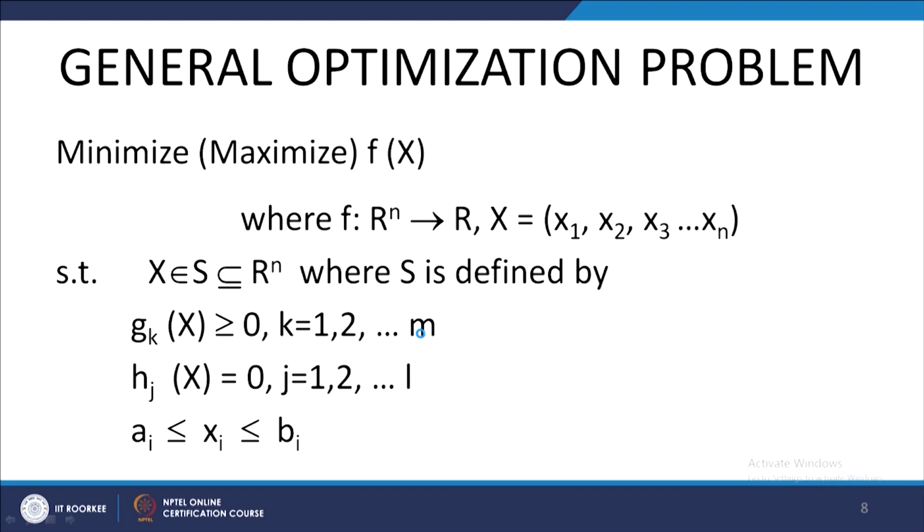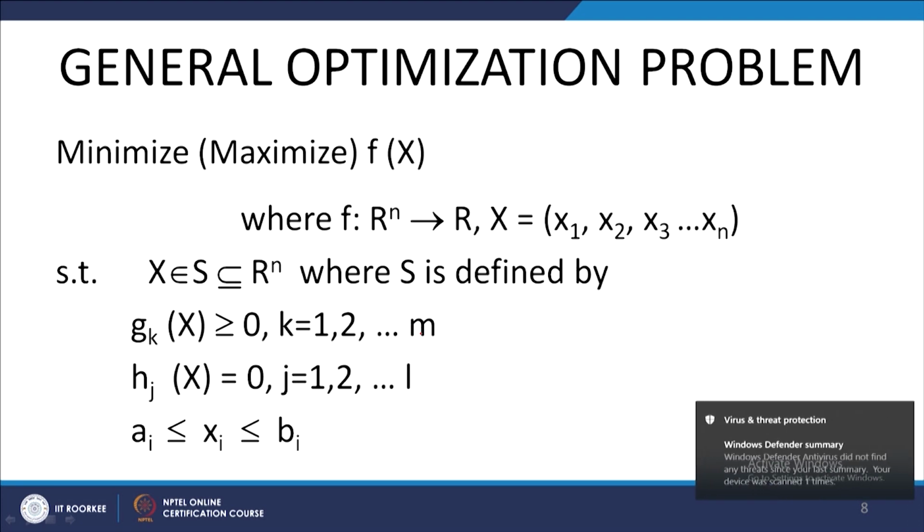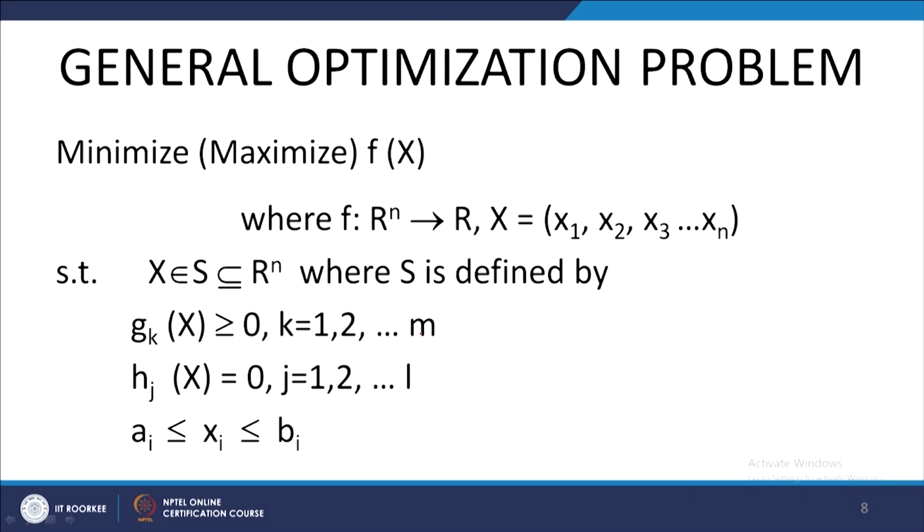X, the capital X, is (x1, x2, ..., xn), the decision parameters. These are the parameters which have to be determined, and these x values should belong to a set S, where S is a subset of Rn defined by the following conditions: g_k(x) is greater than or equal to 0, where k goes from 1 up to m. Similarly, h_j(x) is equal to 0, where j goes from 1 up to l, and a_i is less than x_i is less than b_i, for i going from 1 up to n. Now, this f is called the objective function.